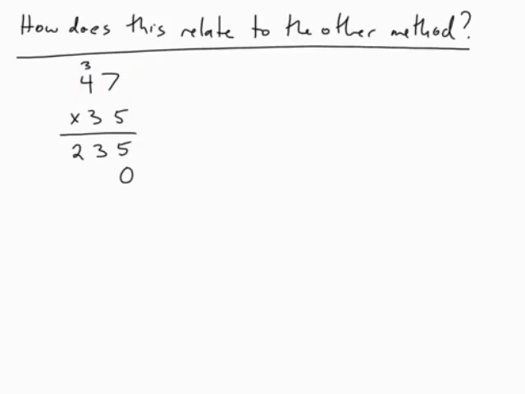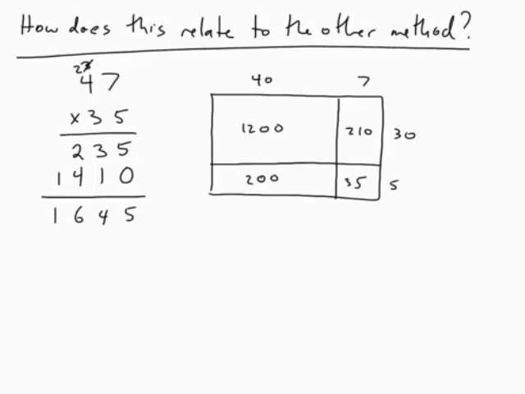And then we bring down a 0 and repeat the process starting out with the second column. 3 times 7 is 21, and we carry a 2. 3 times 4 is 12, plus 2 more makes 14. And then we add these two numbers together. This gives us 1,645.